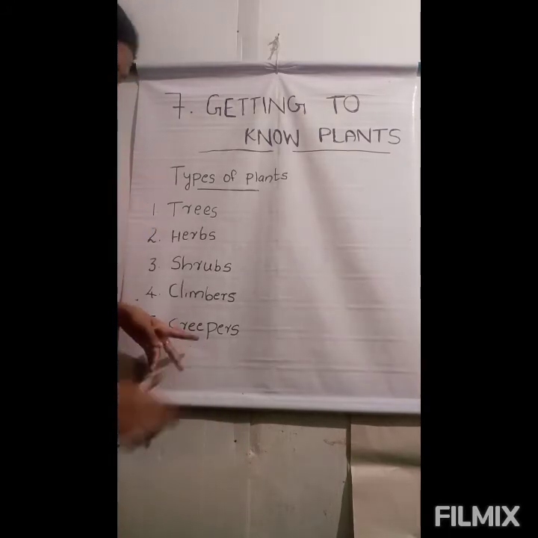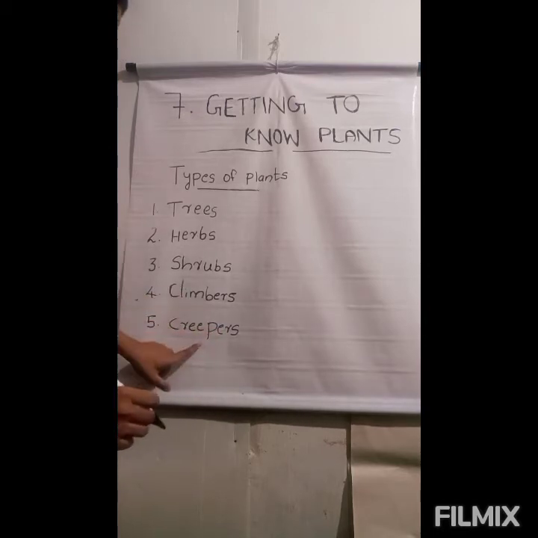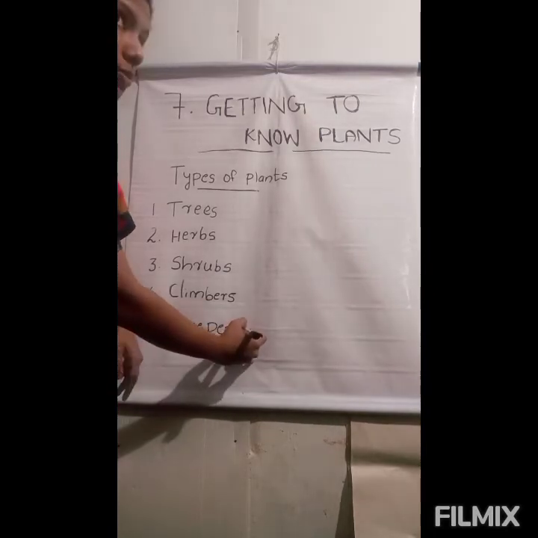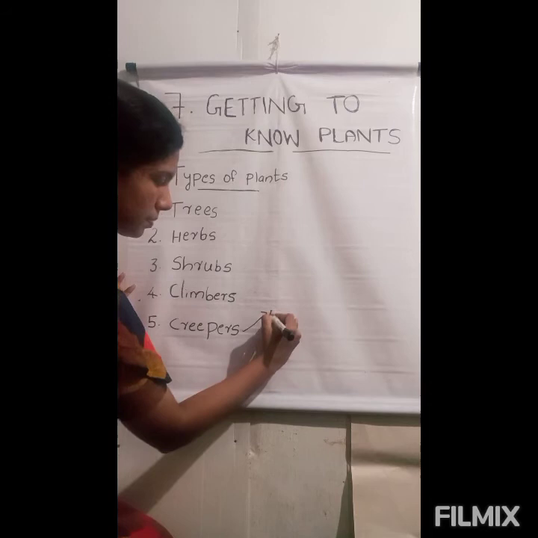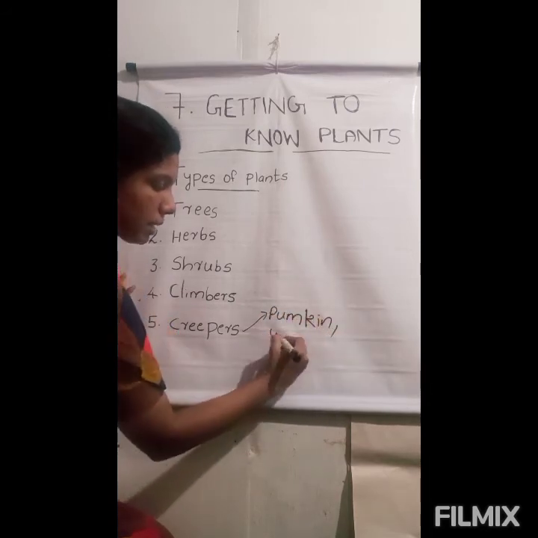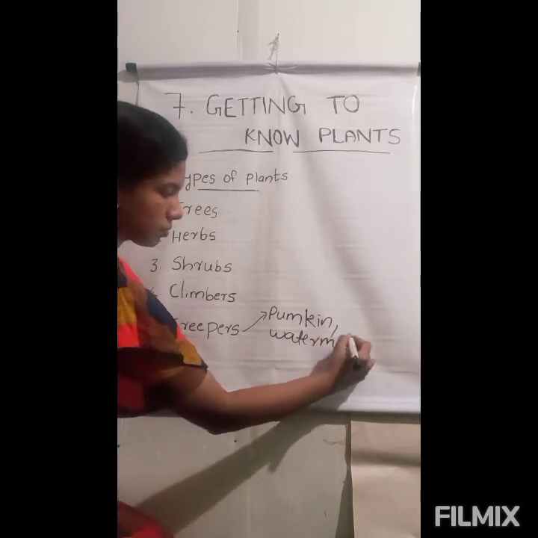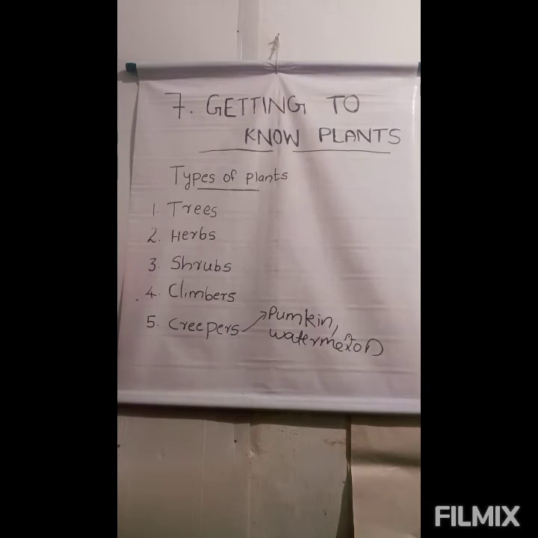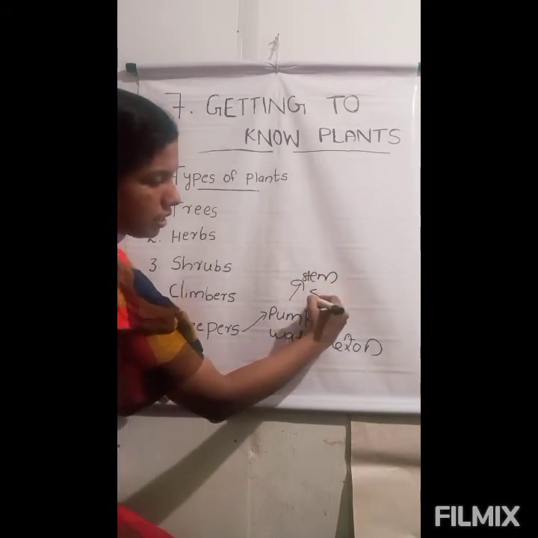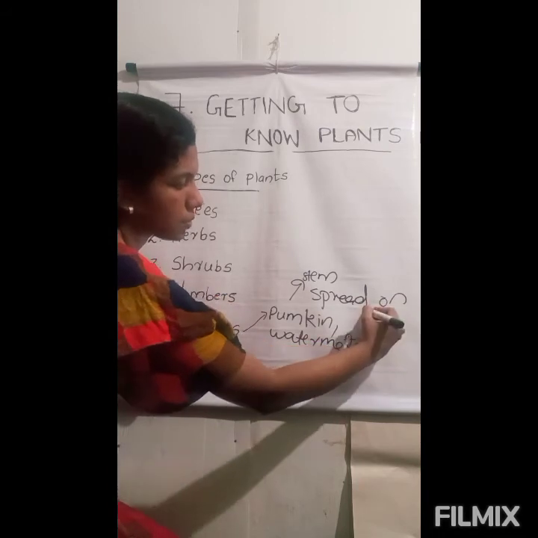Now, we can learn about the last type of plant, the creepers. The last classification of plants is creepers. You have seen various examples of these creepers in our daily life. Examples are pumpkin, watermelon, etc. Creepers have very soft and weak stems, and they cannot stand on the ground. The creeper's stem will not stand upright, so it will spread on the ground.